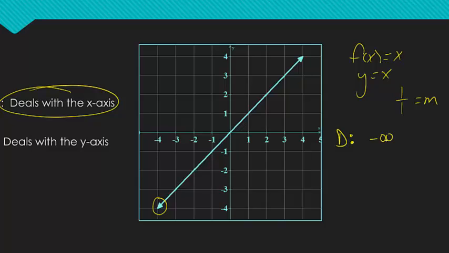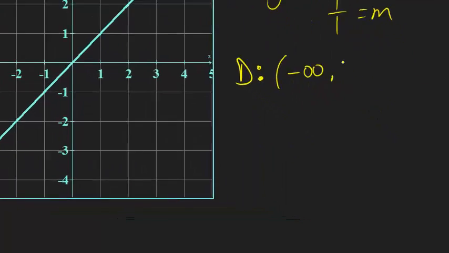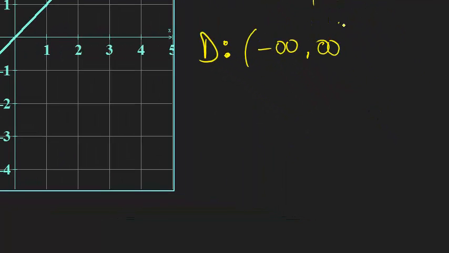Since that's negative infinity, we can't equal infinity, so we're going to use parentheses because that's excluded. So excluded is parentheses. So now negative infinity to, comma, and then the other endpoint of our graph is infinity as well because of the arrow. So then positive infinity is our endpoint. So the domain of y equals x is negative infinity to infinity.